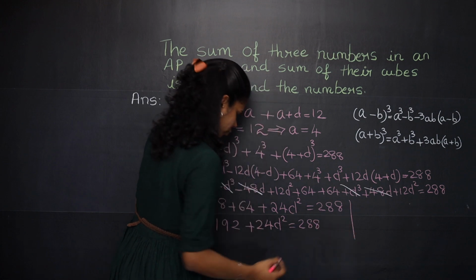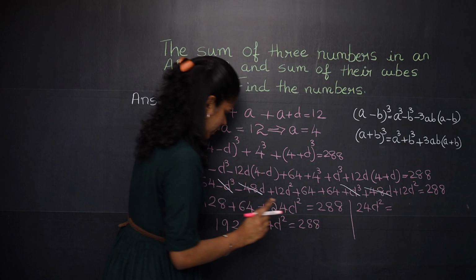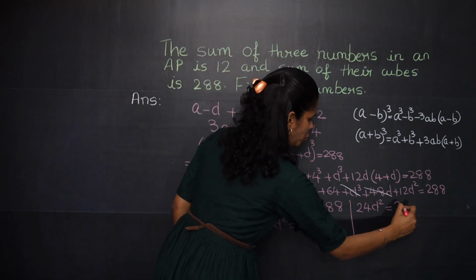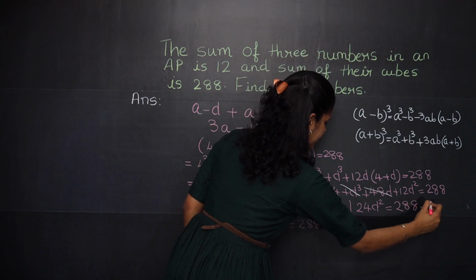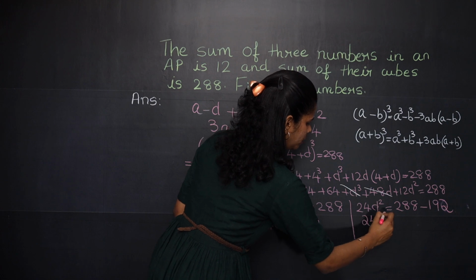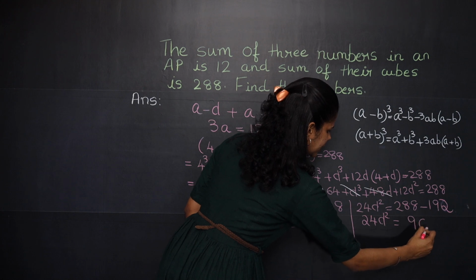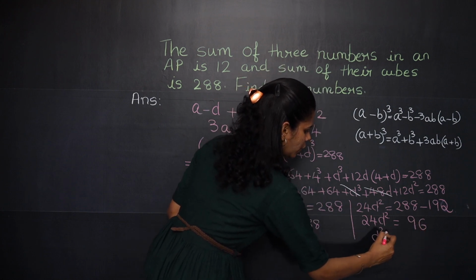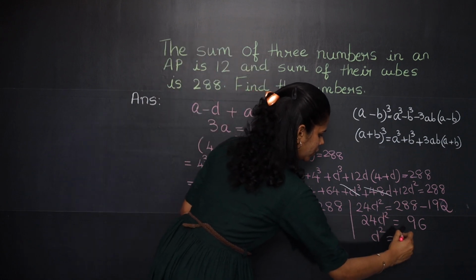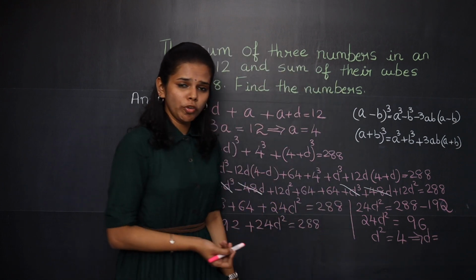Now 24d square is equal to, I am going to transpose positive 192 to the other side. So it becomes 288 minus 192. So here 24d square becomes 96. So here d square is equal to 96 divided by 24, it is 4. So now what is d? D is equal to square root of 4.